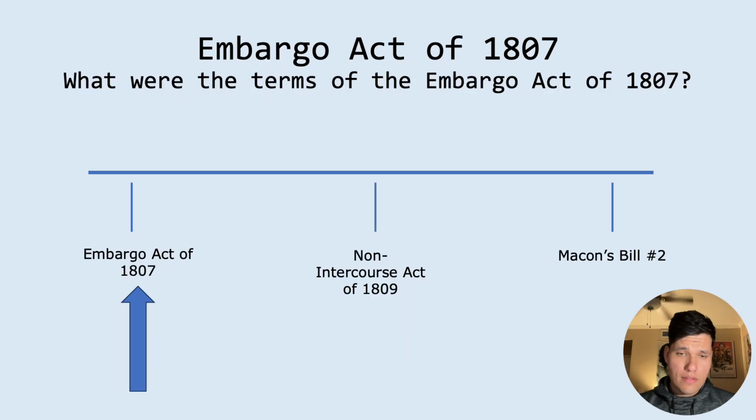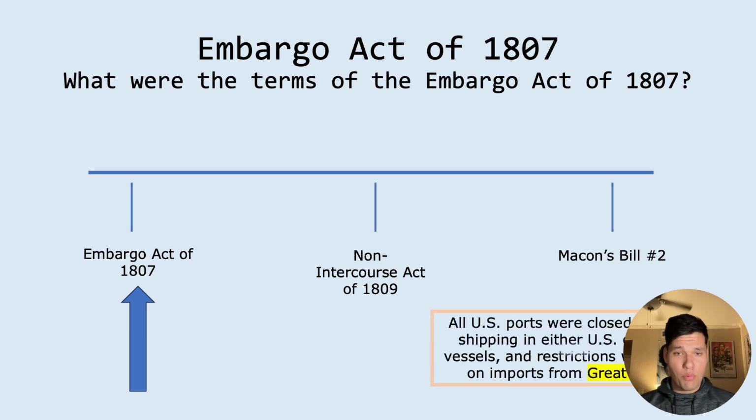So let's talk about the Embargo Act of 1807. One of the crucial policies under Jefferson's presidency was the Embargo Act of 1807. It closed all U.S. ports to export shipping, aiming to pressure France and Britain by stopping American trade with them. However, this act hurt American merchants more than it affected European powers.